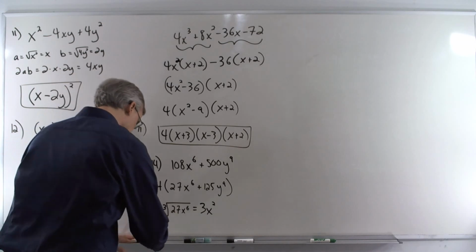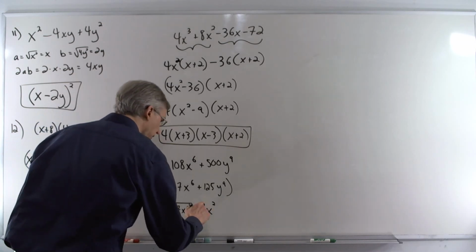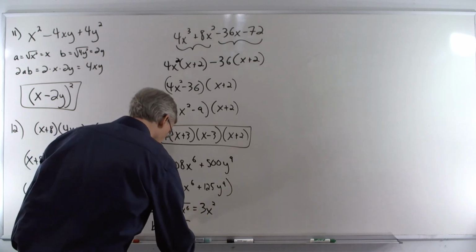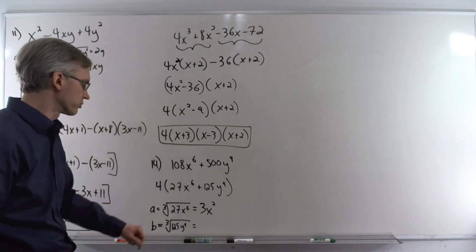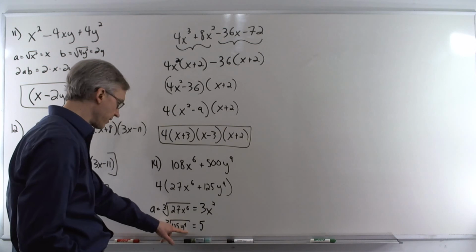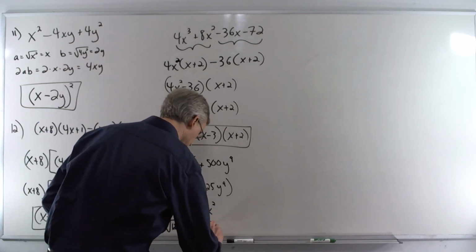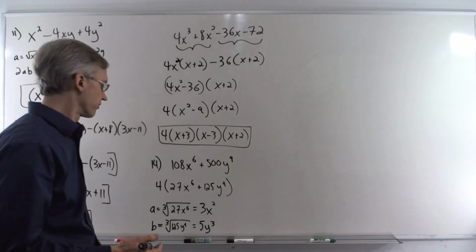Now for b, we take the third root of 125 y to the 9th. Third root of 125 is 5. Third root of y to the 9th is y to the 3rd. 9 divided by 3. All right, now we've got our a and b values. Now we can plug them into the formula.